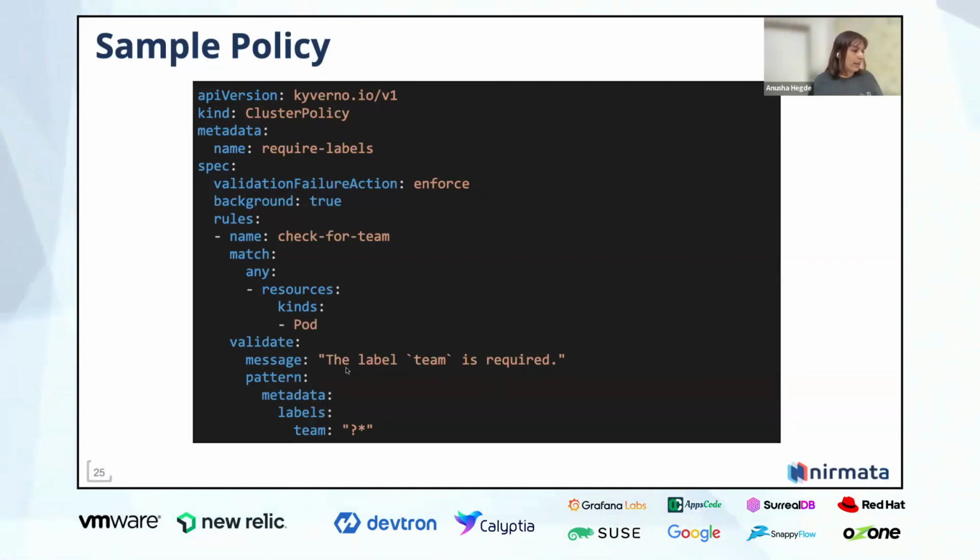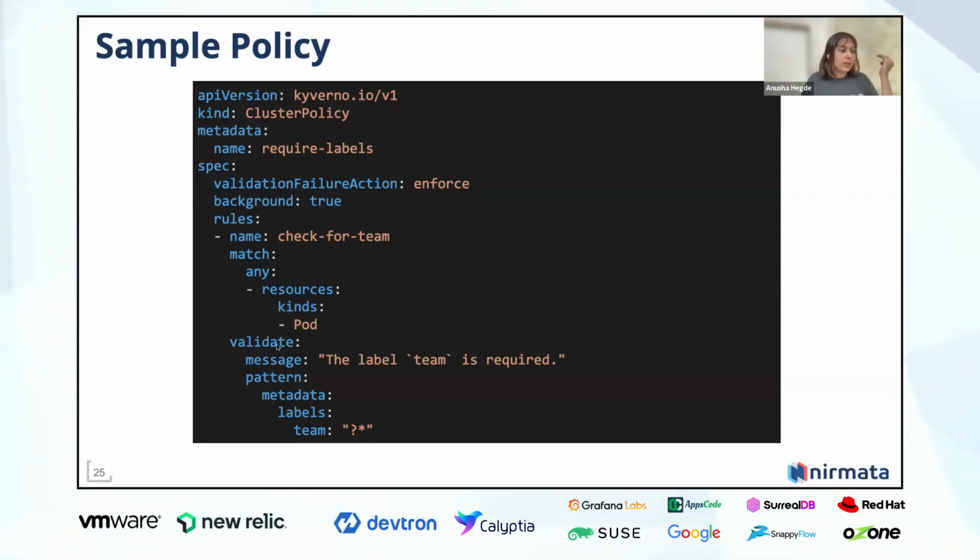So what are we validating here? We're saying the label team is required. It means for any incoming pod, there should be a label called team in this particular resource. We're saying pattern metadata labels team. Here we are saying question mark star. This is a simple regex to say there should be some value present. The key team has to be there, but the value can be anything. Basically, there should be some value. Now, this is a very simple regex, but Kyverno supports really complex regex patterns. If at all there is a need for you to use that, the policy library or even the documentation is quite extensive on the different kinds of regex that are supported.